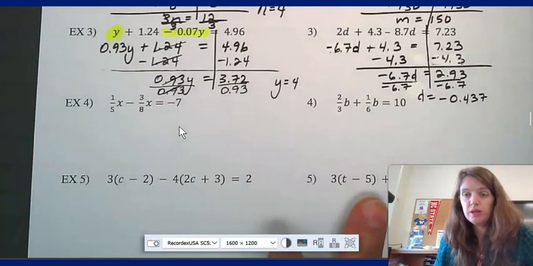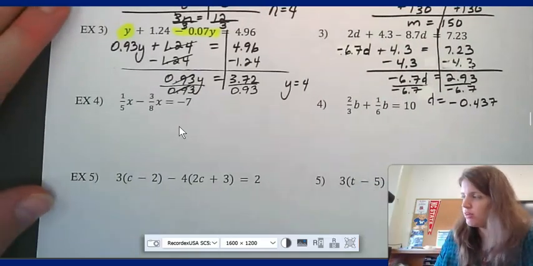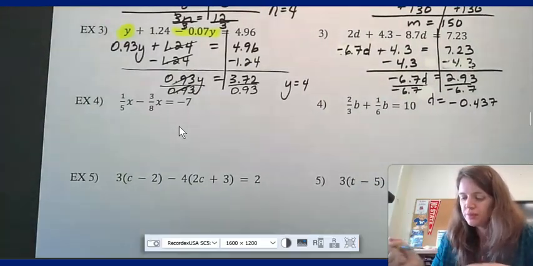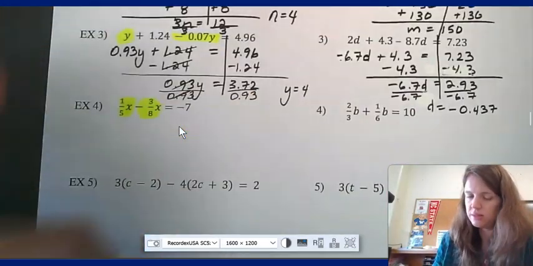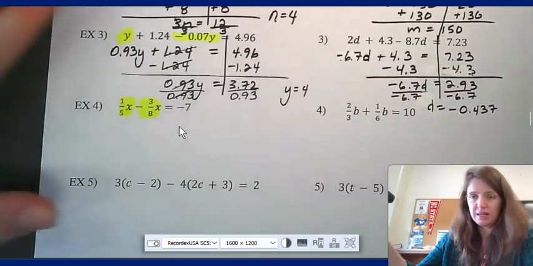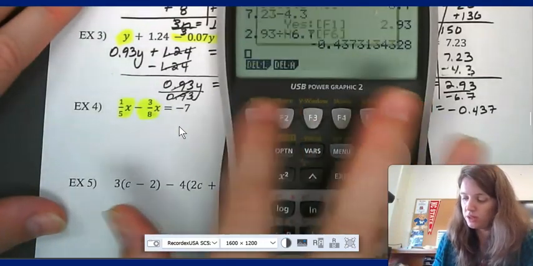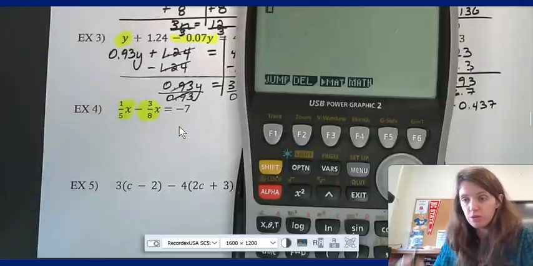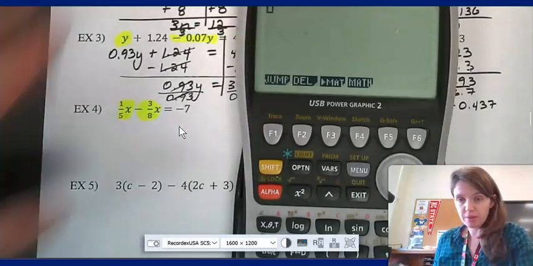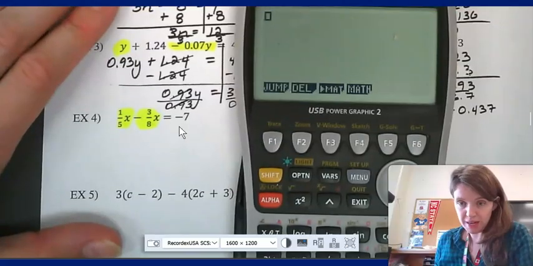Number 4 is really not that hard either. We have 2 like terms. They are 1/5 x and negative 3/8 x. And you might be saying, ooh, I can't add and subtract fractions. Well, guess what? Your calculator can. So instead of spending time working on how to make those similar fractions, let's talk about how to combine them. We've got a 1/5 minus a 3/8.